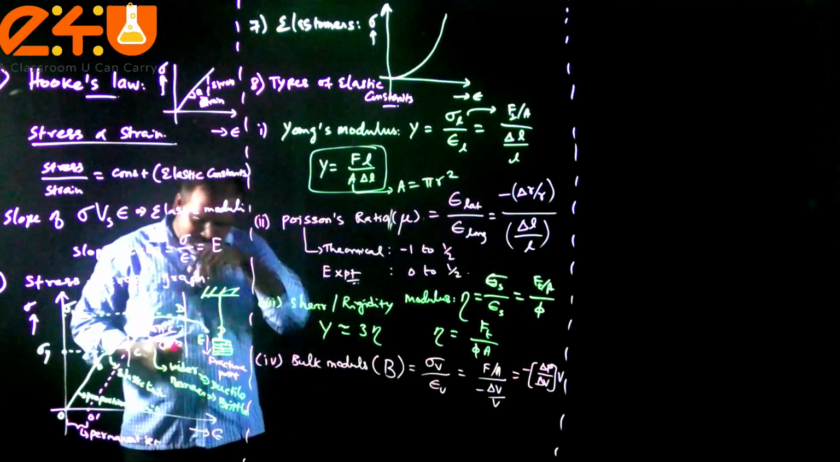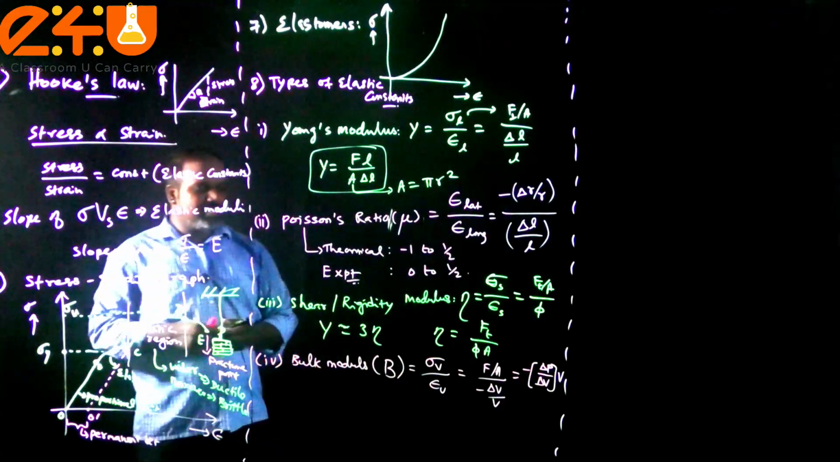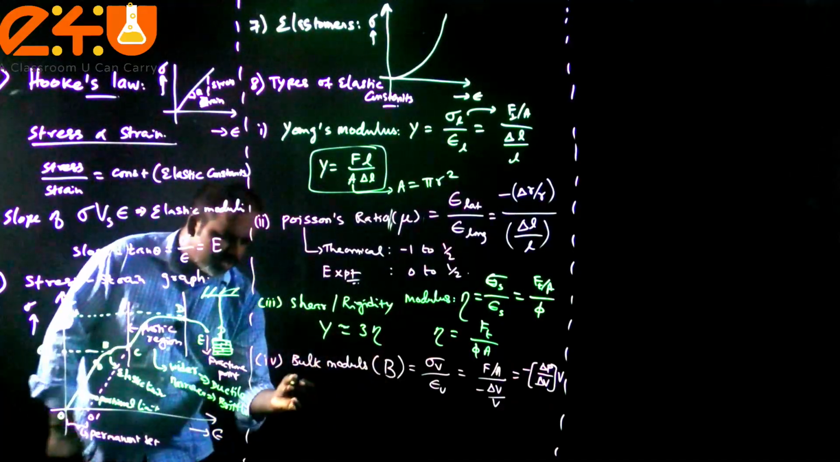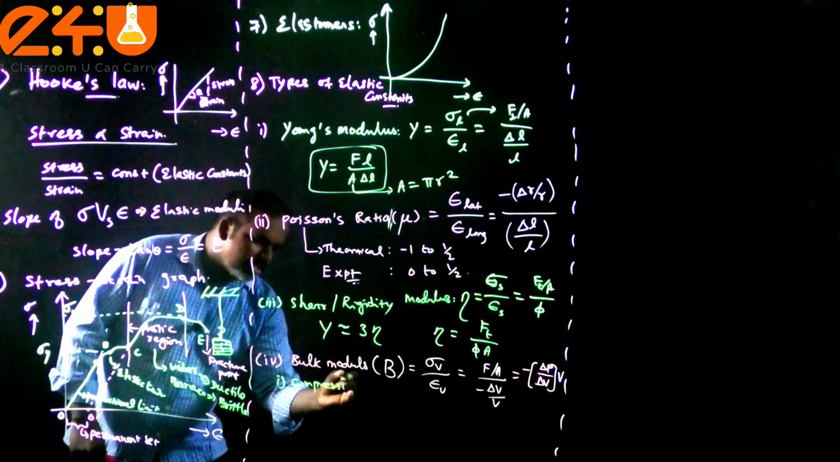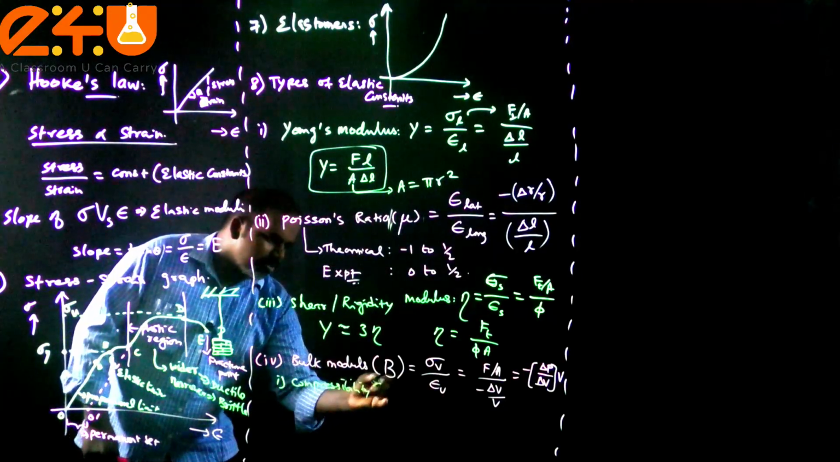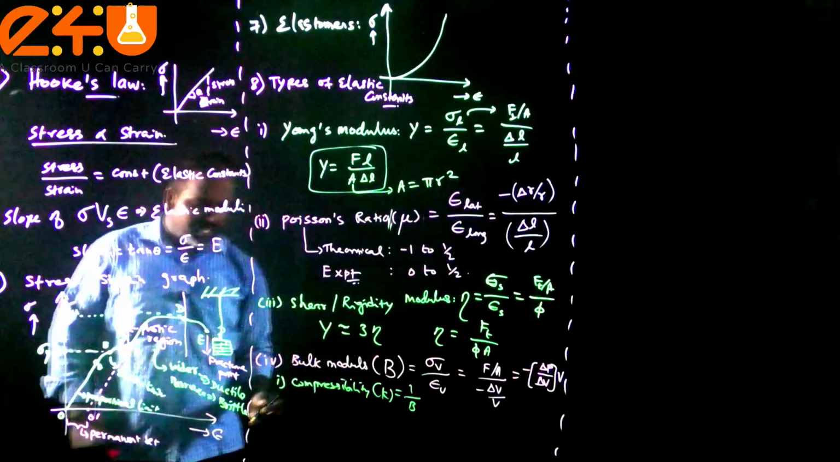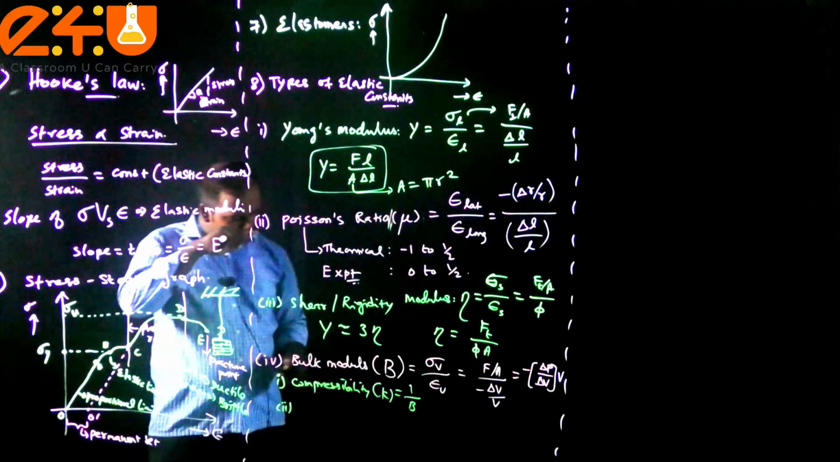And again, you can see that I can divide this into two parts. One is related to this bulk modulus, called compressibility. So compressibility is given as K, that is equal to the reciprocal of bulk modulus. And the second one is very important. Many students are not aware of that.